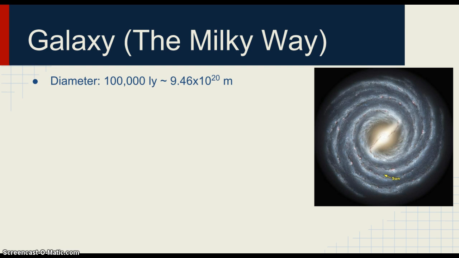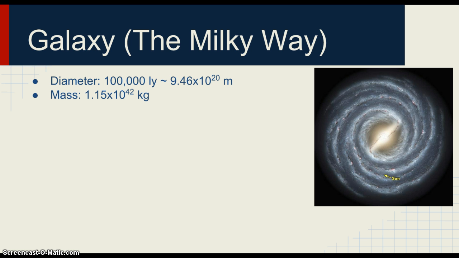The galaxy has a diameter of 100,000 light years. That's 9.46 times 10 to the 20th meters. A light year is a unit of measure which means the distance that light travels in 1 year, which means it takes light from a star way over on this end of the galaxy 100,000 years to go to this end of the galaxy. That's a long time. This is a big, big distance.